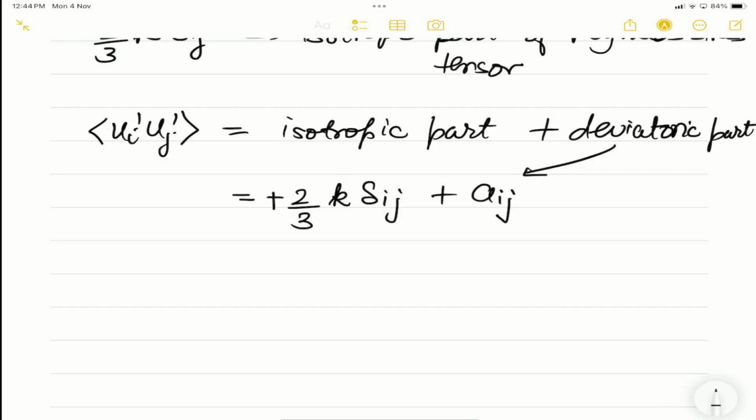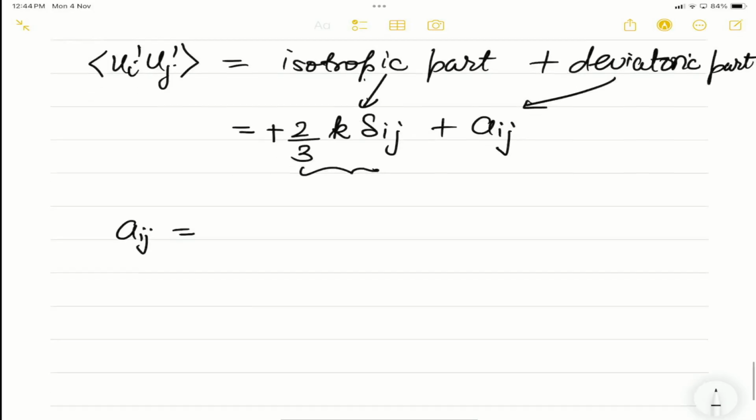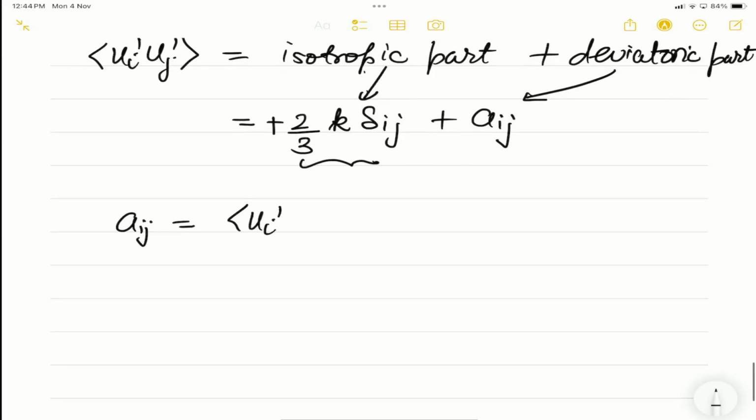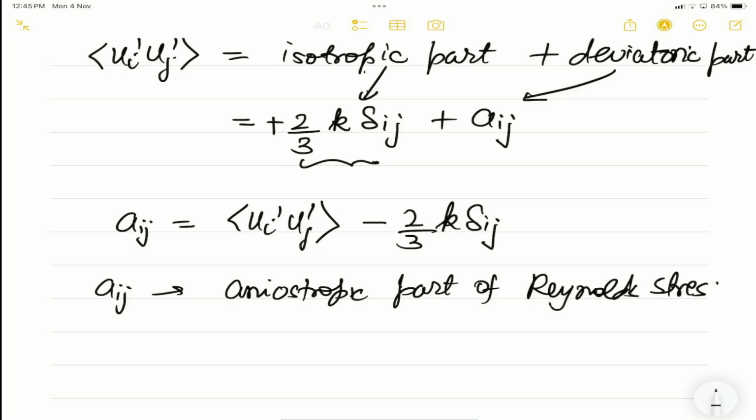So this is the isotropic part and this is the deviatoric part. That means the Aij, which you can think of as a very trivial exercise, Aij is the anisotropic part of the Reynolds stress tensor.